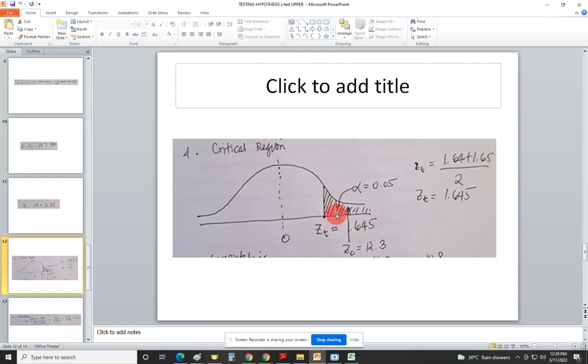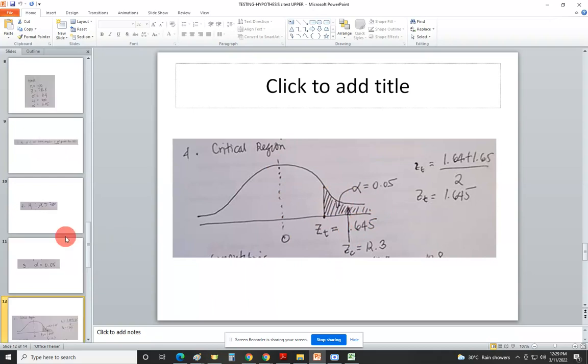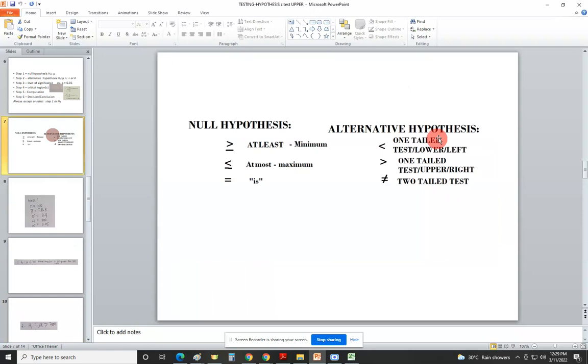In this case, we shaded it on the right side of the bell shape graph. The basis is always your alternative hypothesis. Just imagine your alternative hypothesis is the tip of your arrow. When the tip of the arrow is pointing to the left, shade the left. If it is pointing to the right, shade the right. When it is not equal, just imagine something that divides into two, so your shaded portion is two.